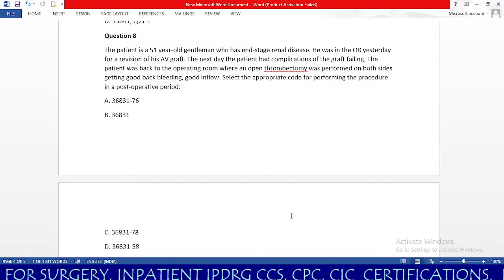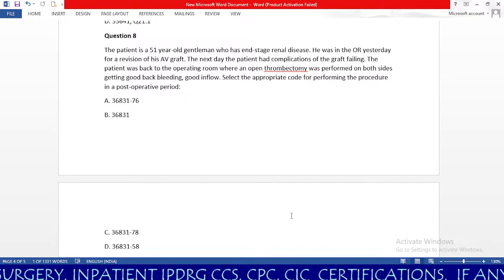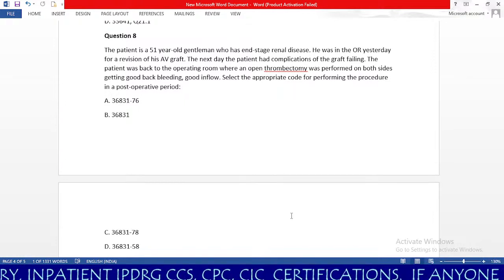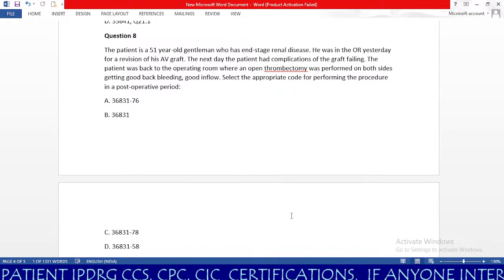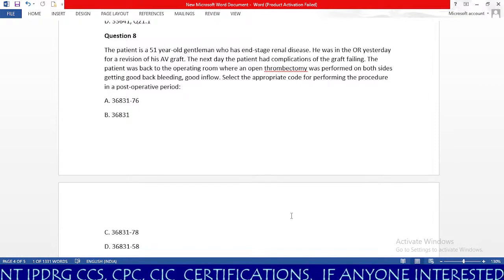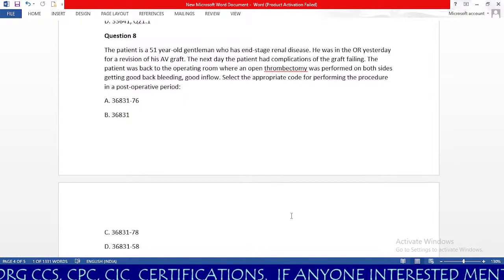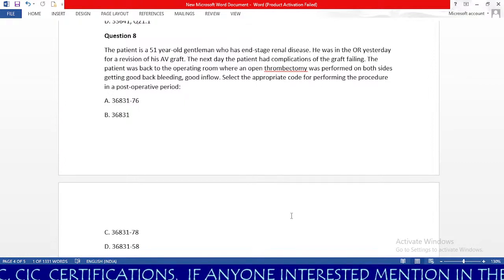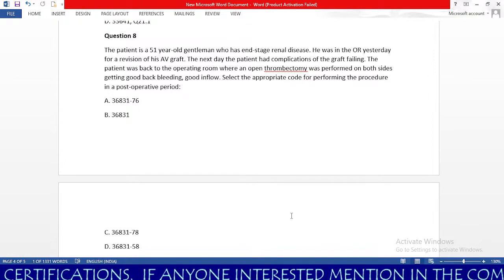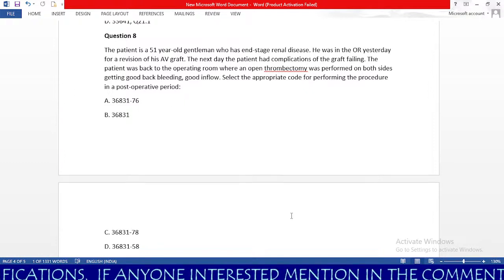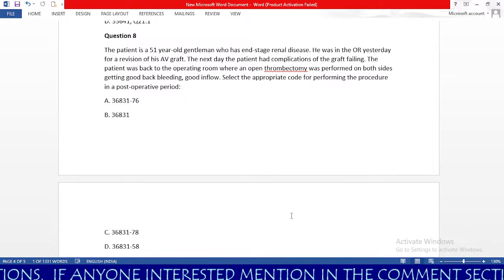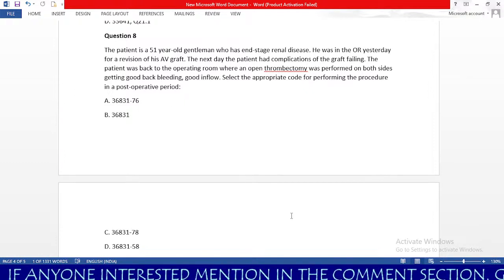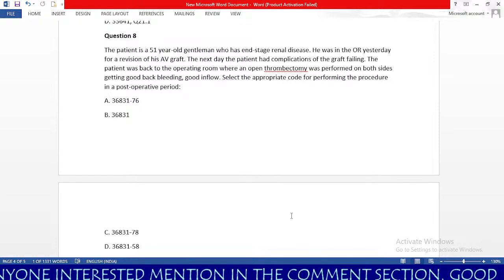So here our answer is 36831 C. Yes, 3 is the correct answer. Why? Because here there is no planned procedure. Previously, whenever we used the 58 modifier, it was a planned procedure, or otherwise you can call it a staged procedure. But here there is no planned procedure. It is a complication because of that graft. So here we will use 36831-78.